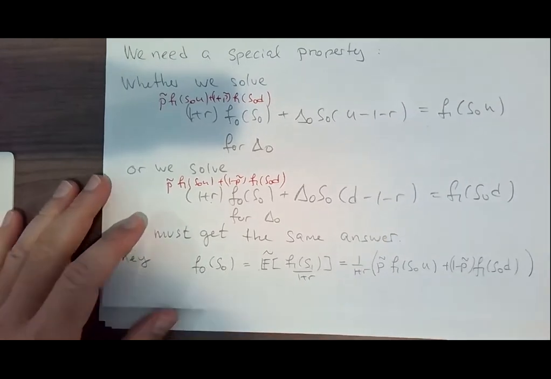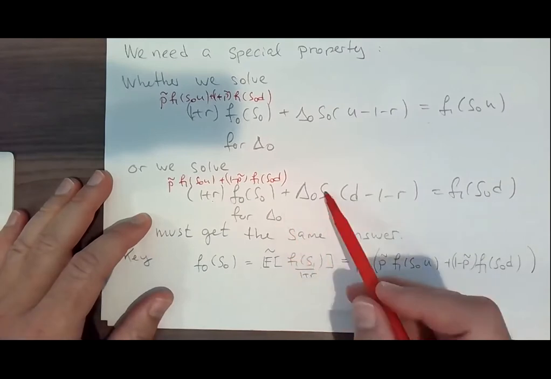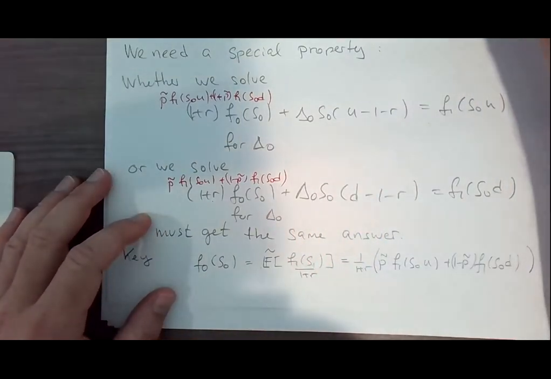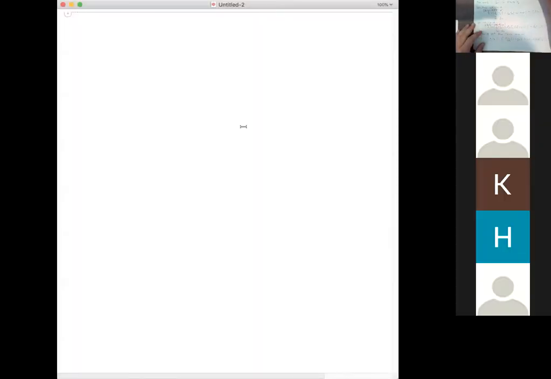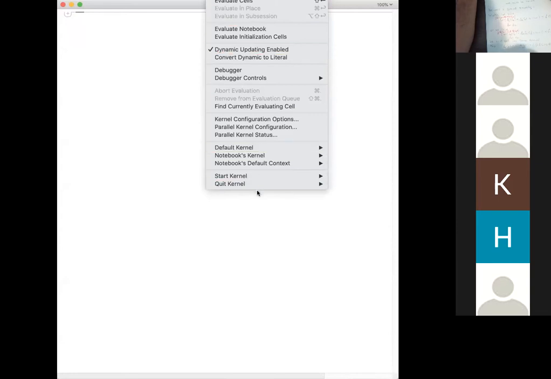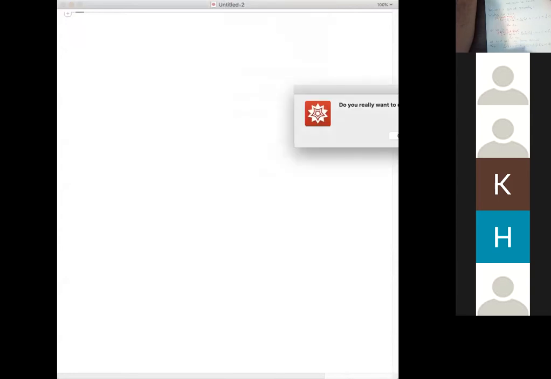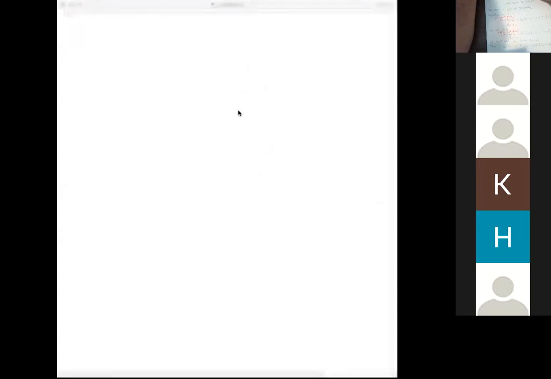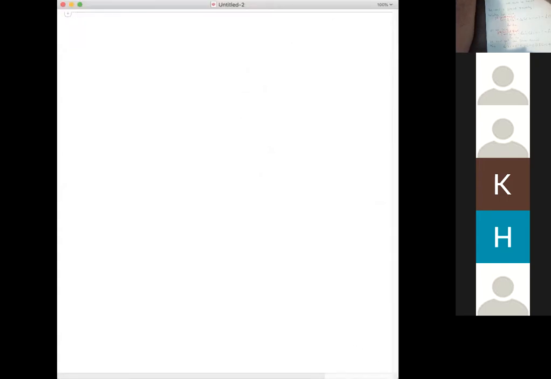So should we try to do it and see if we get the same expression, no matter which delta we solve for? So we could do it here on a piece of paper, or we could be a little bit more lazy and go over to Mathematica. I like the last one. So what is it we want to solve? Can you all see my Mathematica screen here? Yeah, we can see. Okay, so let's try to solve these two equations.